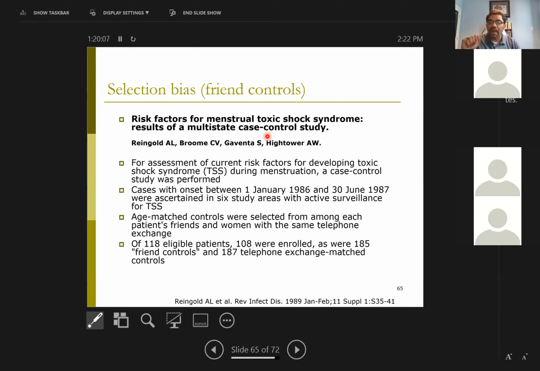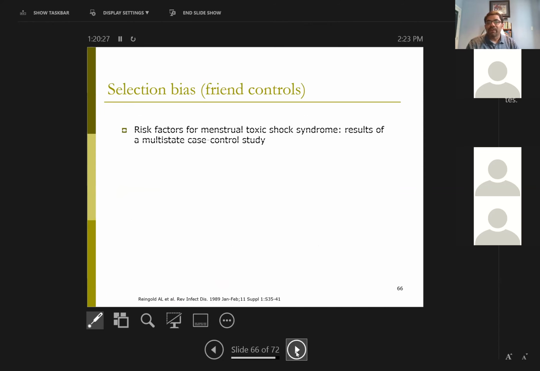And one of them will ask to be a control. Then they also did a second control group of telephone exchange. They randomly dialed from the same telephone code women until they found a woman of the same age, and then they invited them to be a control, right? Now take a look at the results in terms of what they found, right?